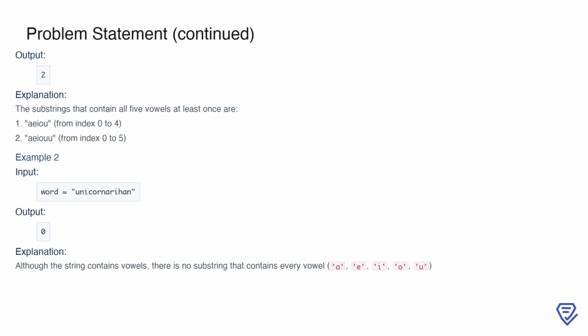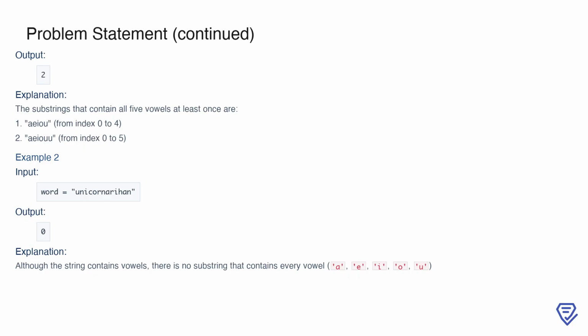To better understand, let's look at some examples. In the first example, the input is word equals AEIOUU. The output is 2. The substrings that meet the criteria are AEIOU, which spans from index 0 to 4, and AEIOUU, which spans from index 0 to 5. Both substrings contain only vowels, and each of the 5 vowels appears at least once.